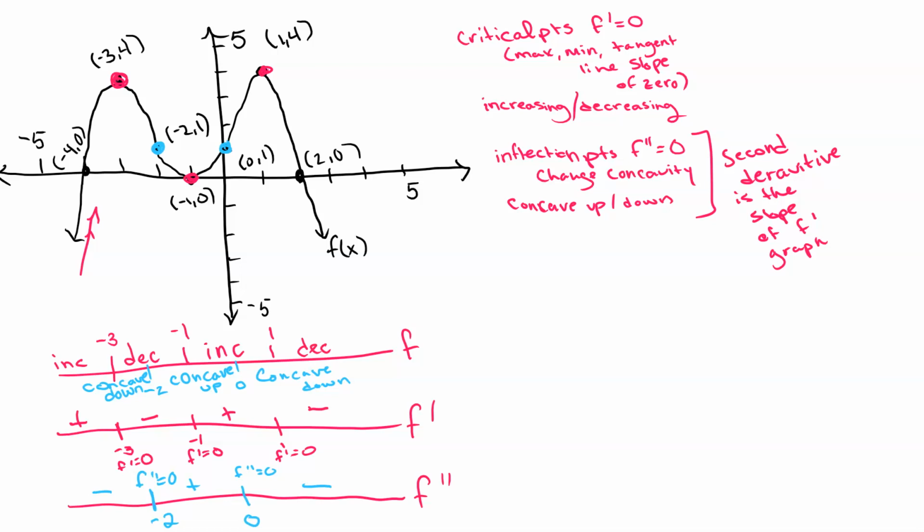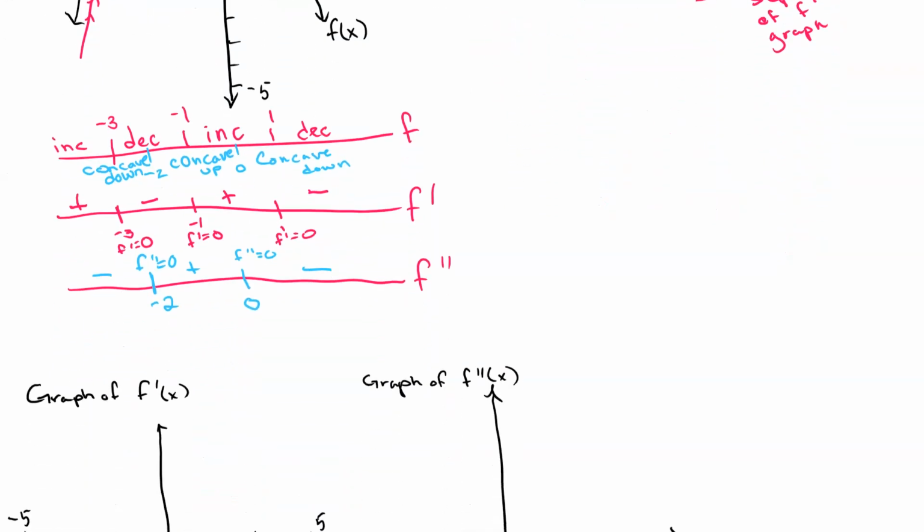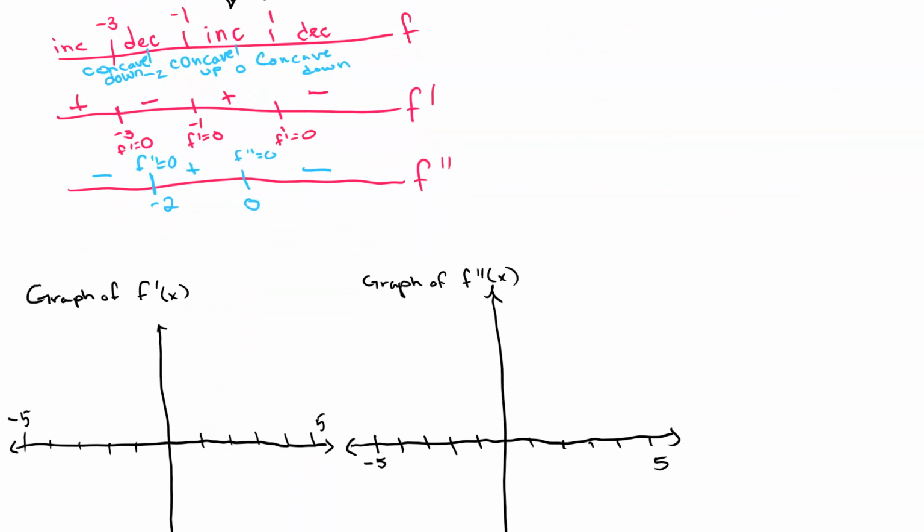Alright, so now that we've got that information down, we are prepared to make our graphs. So the graph of f prime needs to have the characteristic that its y values are positive, positive, and then negative. Because when we're talking about the graph of f prime, the output is going to be f prime, which is our derivative. So that's going to be our y.